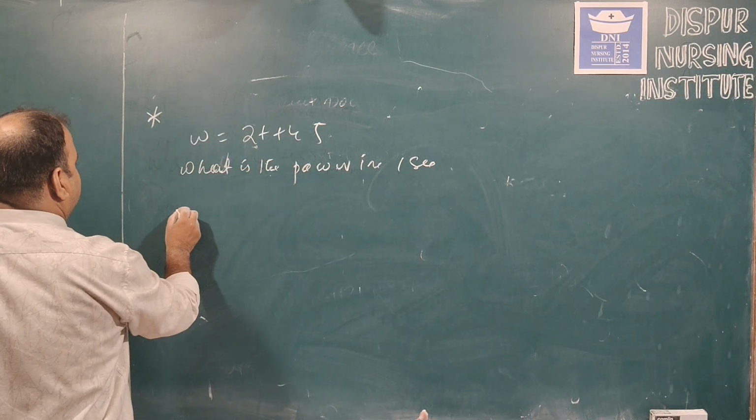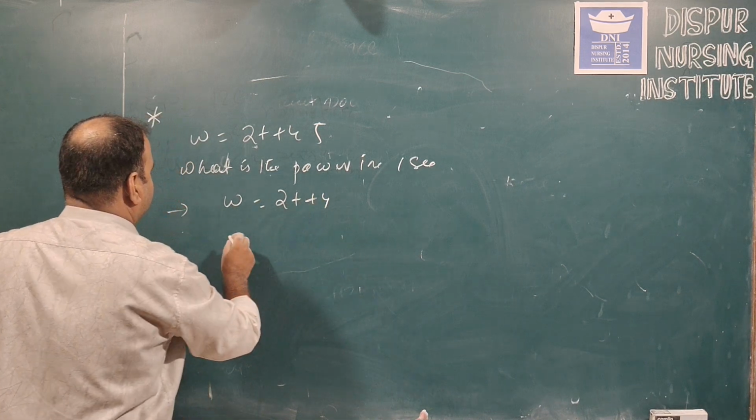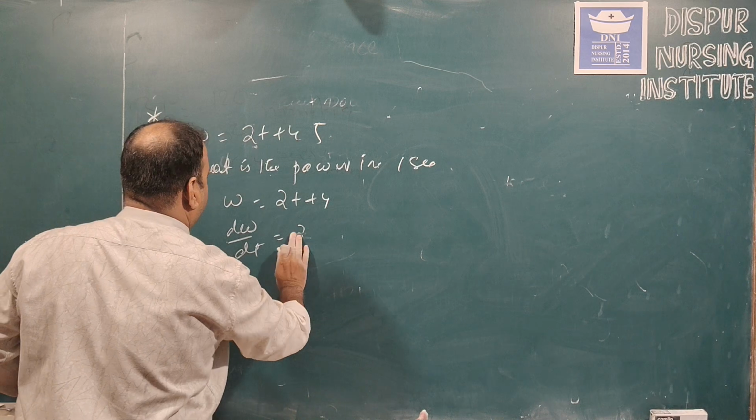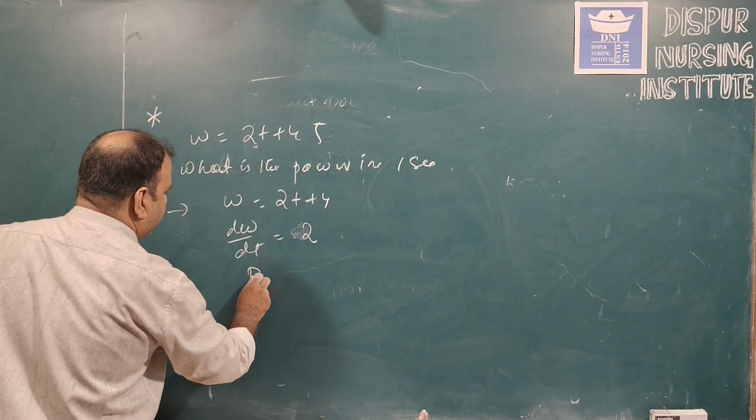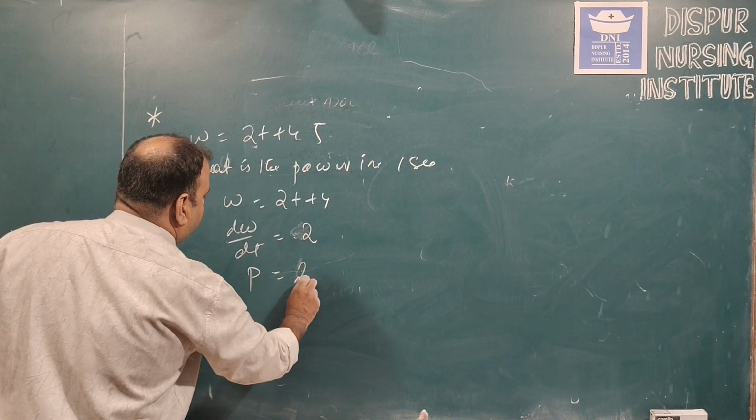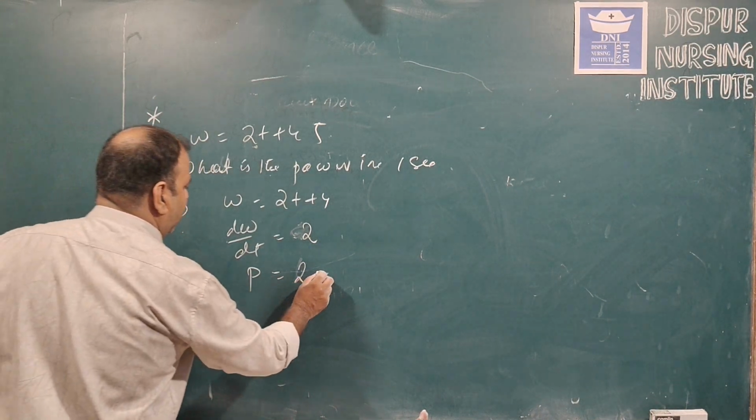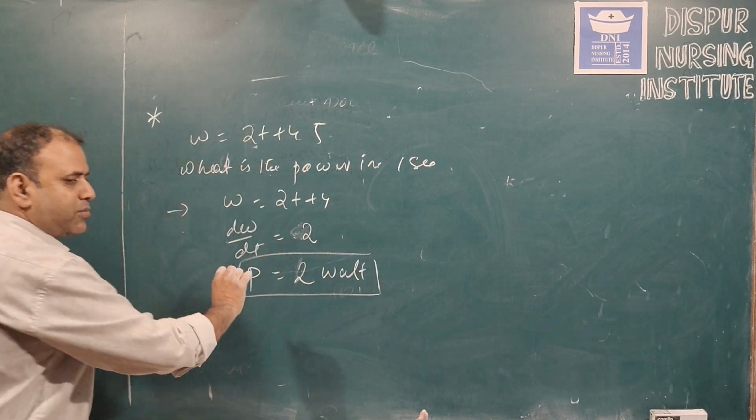So here you can see W is equal to 2t plus 4 it is given. So dW by dt will be 2, the derivative is 2 only. So power is equal to 2. Here the time is not needed in the answer, so it will be 2 watt. So this 2 watt is the correct option.